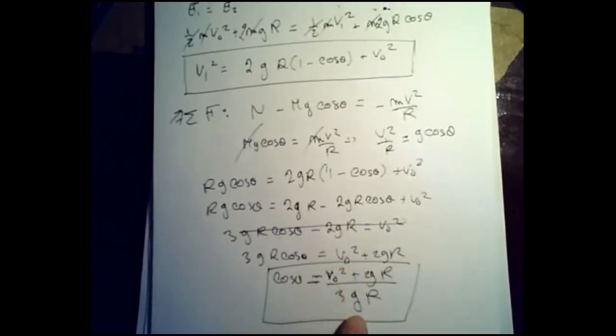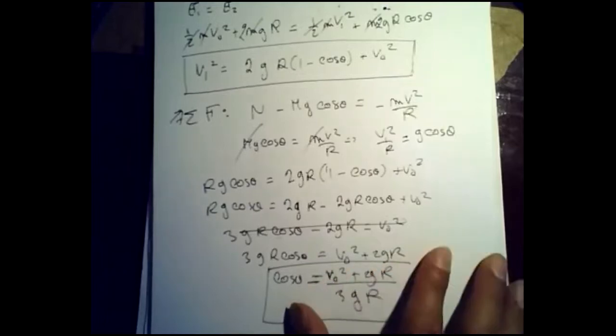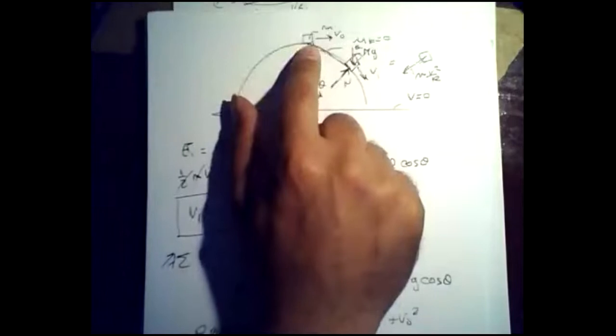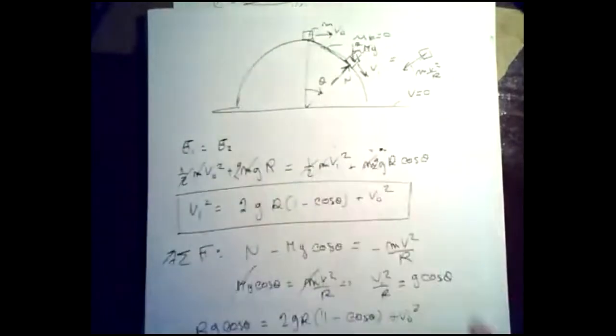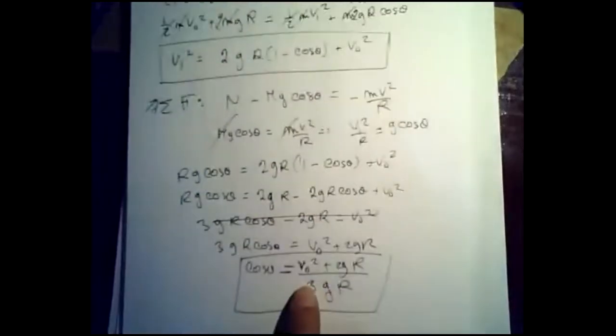Your initial velocity is greater than gr, meaning that even at that instant, your block wouldn't be sitting on it. It would be basically 0 at this point if v0 squared is equal to gr. Okay, guys, so this is it regarding this problem, and I'm going to basically continue with kinematics.